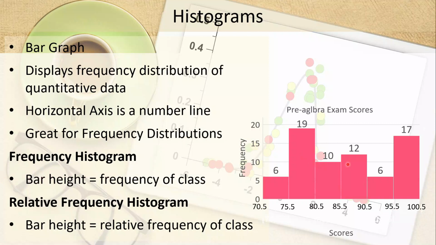Now, this is what we would call a frequency histogram because the bar height is equal to the frequency of each class. Okay, and then if you sum all the heights, you will get the total number of data elements in the data set. A relative frequency histogram will have not the frequency, but the relative frequency. And then the sum of all the bar heights will sum to 1.